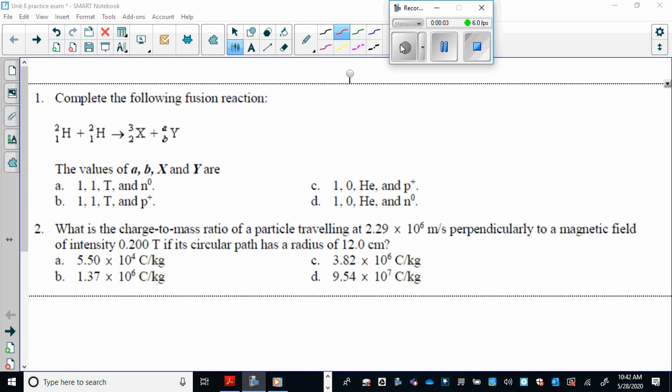Video number 1 for the practice test for Unit 8, Atomic Physics. Number 1, complete the following reaction. Okay, we have hydrogen 2, commonly called deuterium, and we just need to know the A, B, and XY values. So it's just a balancing.